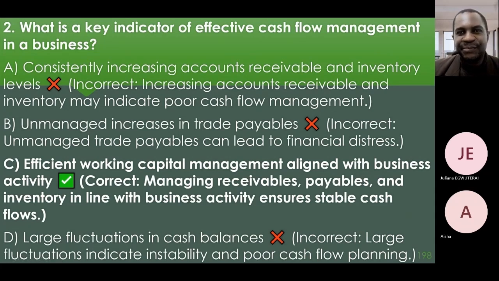Okay, number two, J got it, A failed it. What is the key indicator of effective cash flow management of a business? So the answer is C. J picked C, correct. A picked A. So the answer is effective working capital management aligns with business activities. Why? Managing receivables, payables, inventory in line with business activities ensures stable cash flows. Yes, that's the explanation. So A is wrong because increasing accounts receivables and inventory may indicate poor cash flow management. Exactly. So A is not correct. C is the correct answer. All right. So A, take note of that.